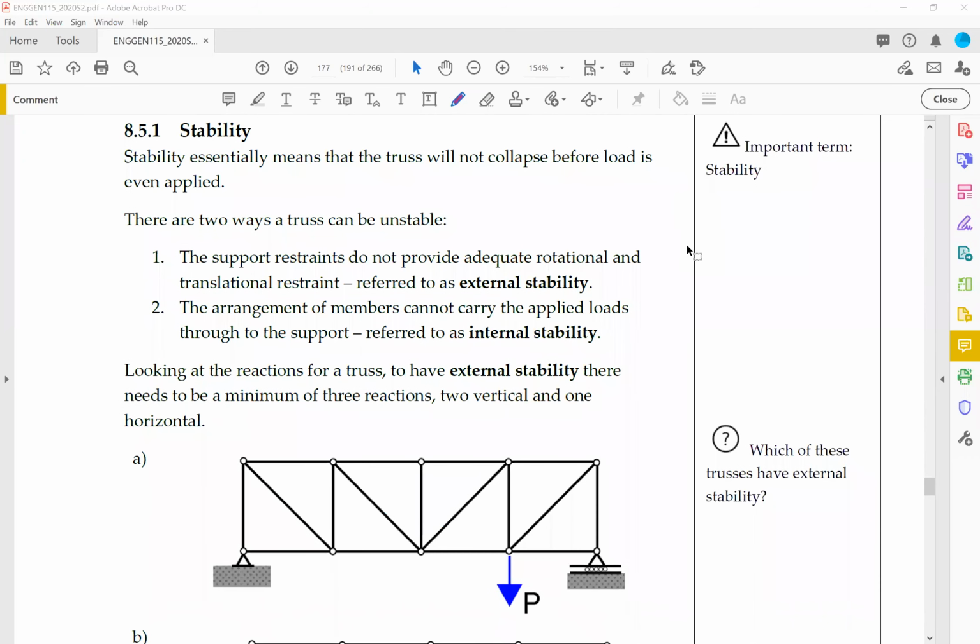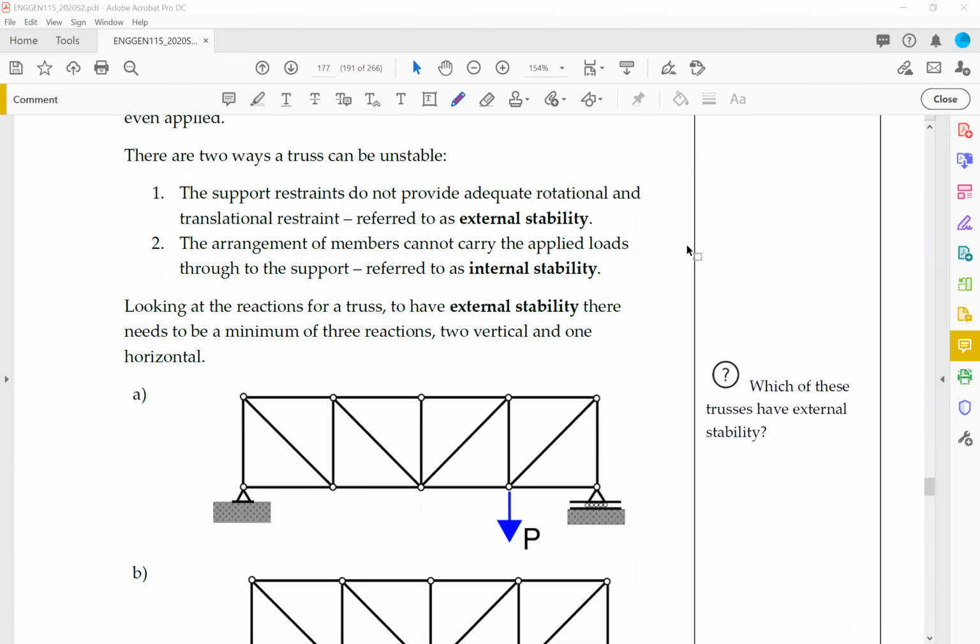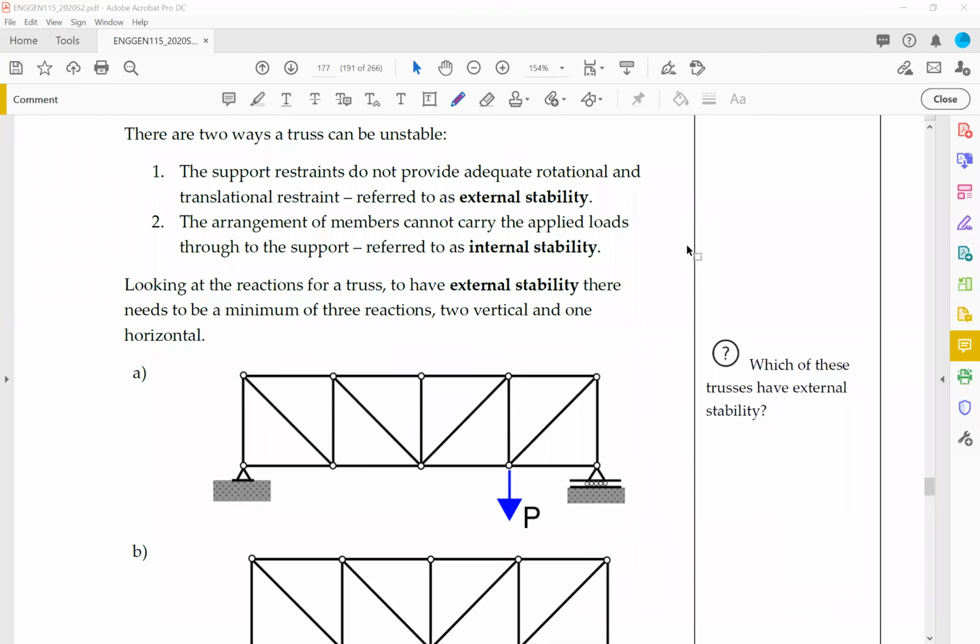Stability is where a structure will collapse under its own self-weight. There are two types of stability: external stability and internal stability. Let's have a look at external stability.